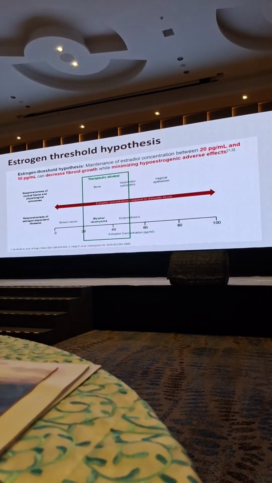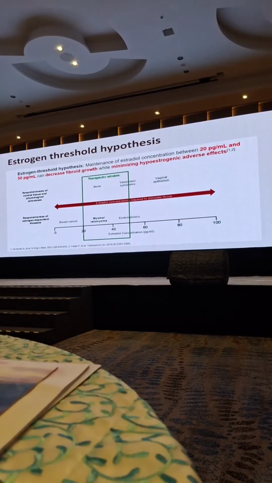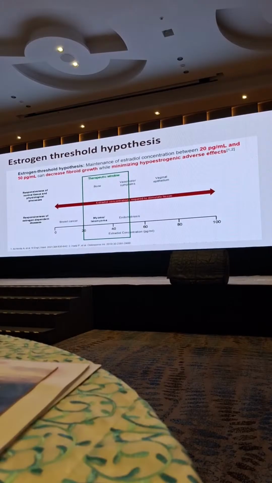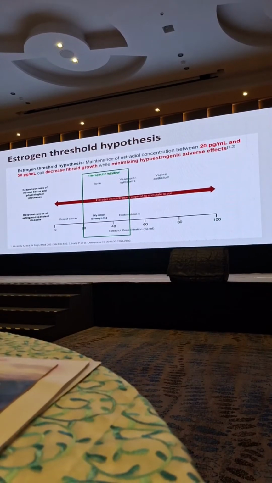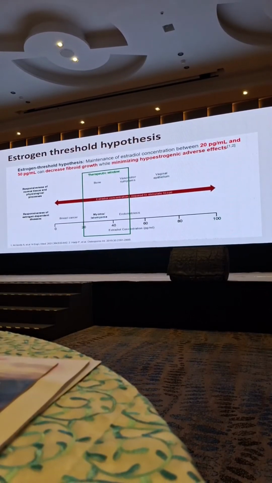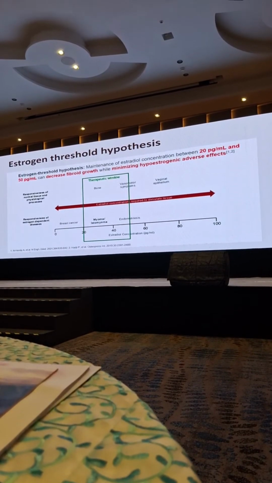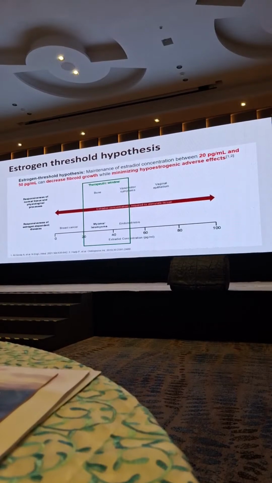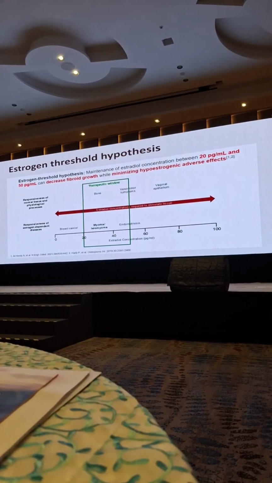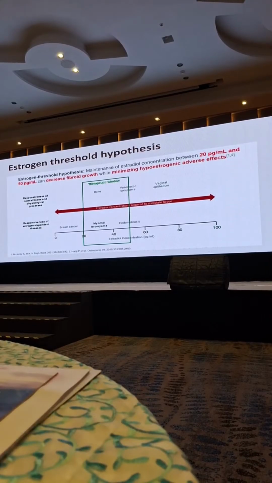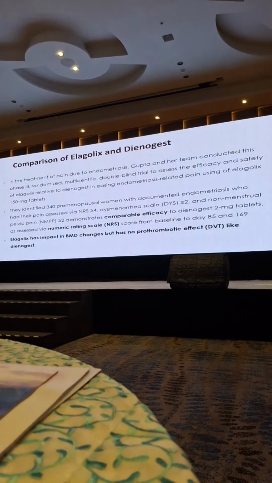The beauty of this drug is the estrogen threshold hypothesis. You can start at a higher dose of 200 mg twice daily, reducing the dose to 200 mg daily, or for a longer term, maintaining at 150 mg daily. Your whole objective is to maintain the E2 levels between 20 and 50, depending on the symptoms of the patient, and that is a great achievement in prevention of bone loss in the woman in case of long-term treatment.